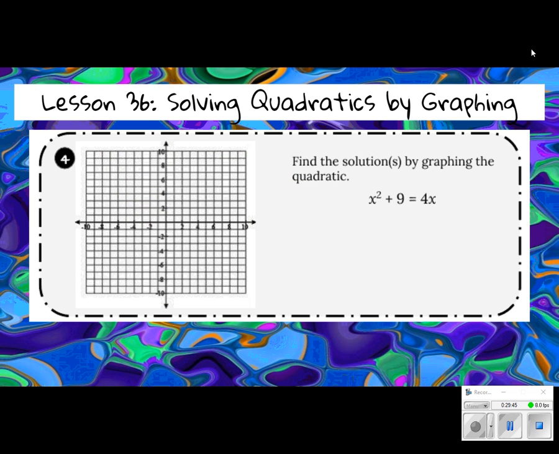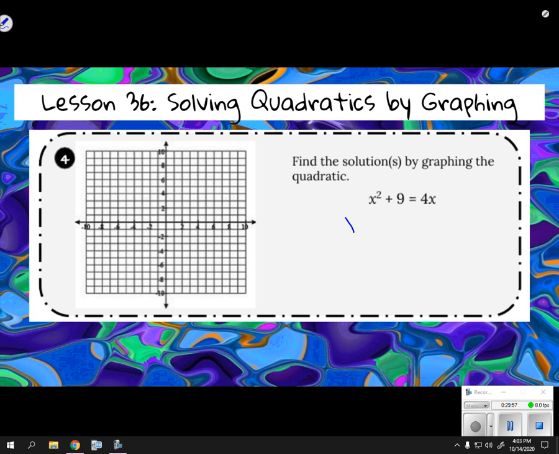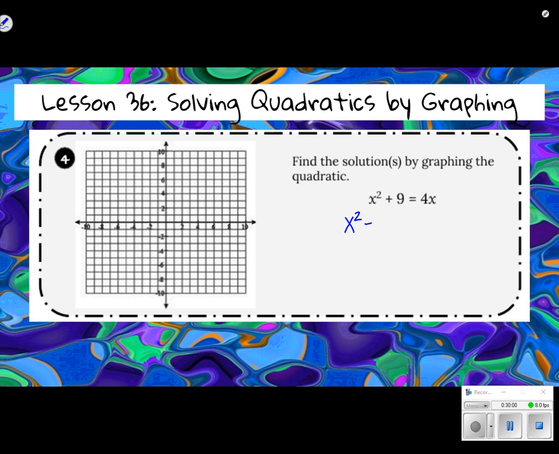All right, number 4. We first have to make this equal 0. Now, it's a 4x, so I have to make sure after I move it that it's in standard form. If it's not in standard form, it's not going to graph very well. So I'm going to subtract that 4x and make it equal 0.